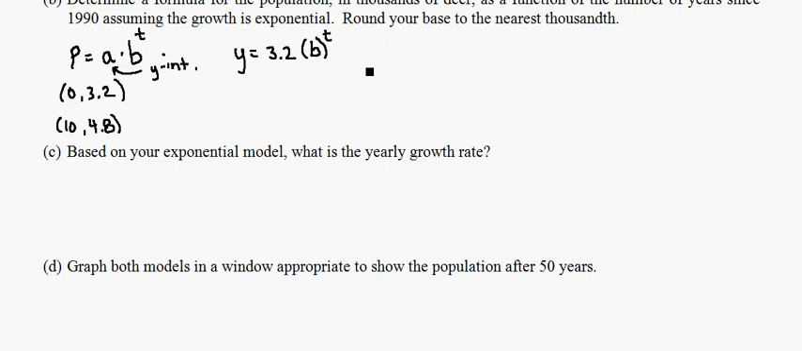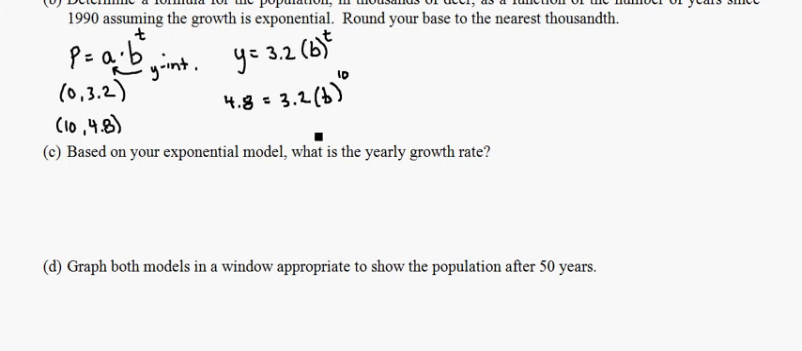All right, so we still have to find the base of this exponential. Pause the video for a second and think how you use that second point to figure out b. Did you think about it? This is a very common theme in math. What we're going to do is we're just going to simply substitute that point into the equation. So we're going to get 4.8 equals 3.2 times b to the 10th.